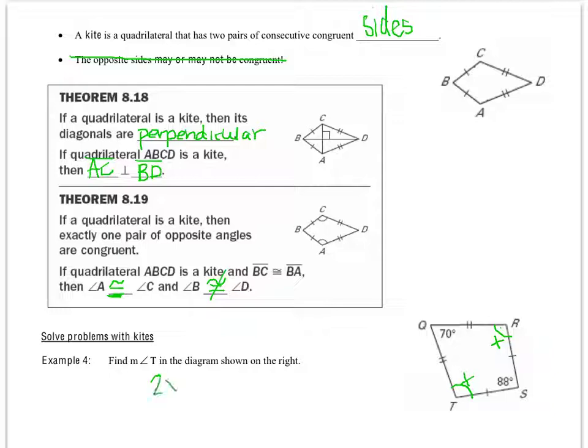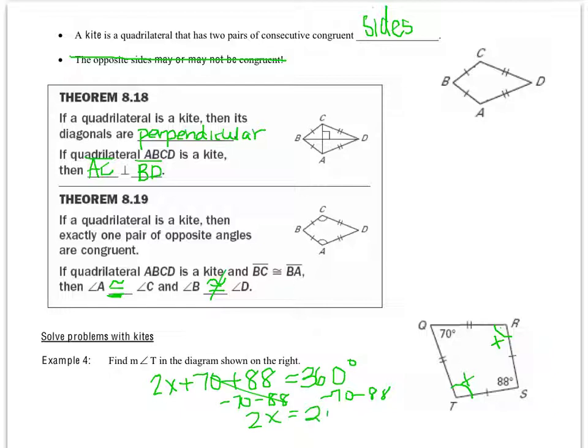So I can write 2x plus 70 plus 88 equals 360 degrees. If I subtract my 70 and my 88 from both sides, those cancel. I have 2x equals 202 degrees. Divide them both by 2, and x equals 101 degrees. And that would be my answer.